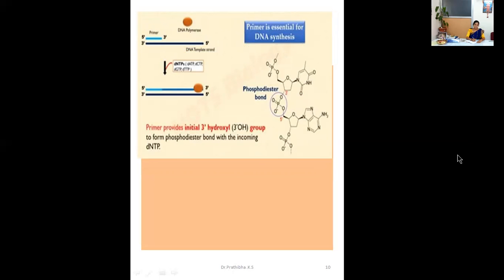So in DNA sequencing or DNA replication, what is important here? Primer is very essential for DNA synthesis. Without a primer, DNA synthesis is not possible, and this primer always provides the initial 3' hydroxyl group to form a phosphodiester bond with the incoming dNTPs. Between one nucleotide and the next, we can see the phosphodiester bond. Adjacent nucleotides are connected through phosphodiester bonds, but opposite nucleotides are connected through hydrogen bonds. As DNA polymerase adds individual nucleotides according to the template DNA, phosphodiester bonds form between adjacent nucleotides, and hydrogen bonds also form during DNA synthesis. Hope you're following.